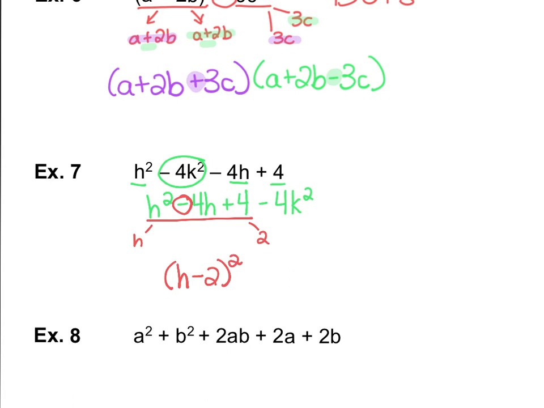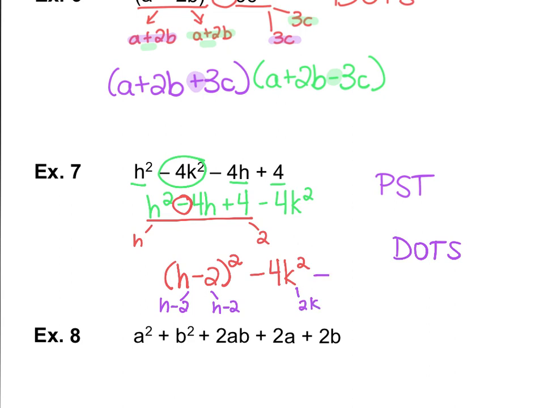So I have factored that part, minus 4k squared. So I'm not finished yet. I still need to look for other things. I'm going to look for a difference of the squares. So this up here was a PST. And I can see that this is definitely a difference of the squares. And 4 and k squared are both perfect squares as well.